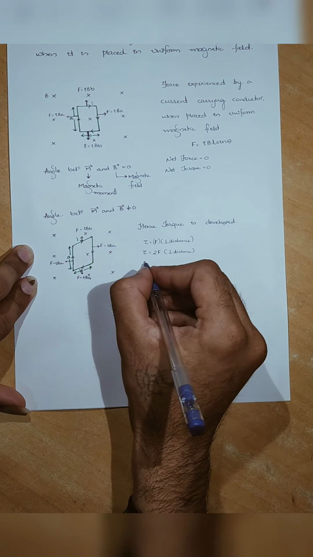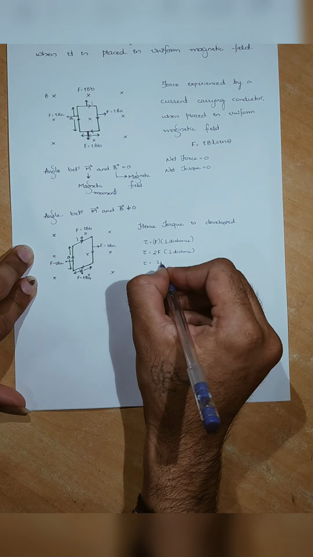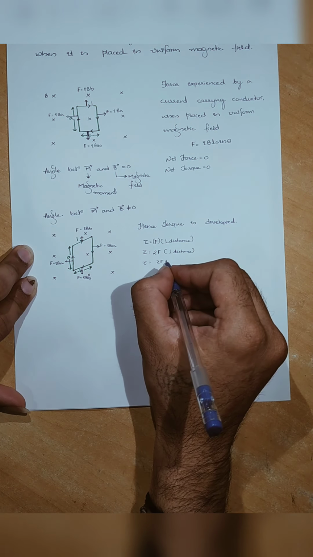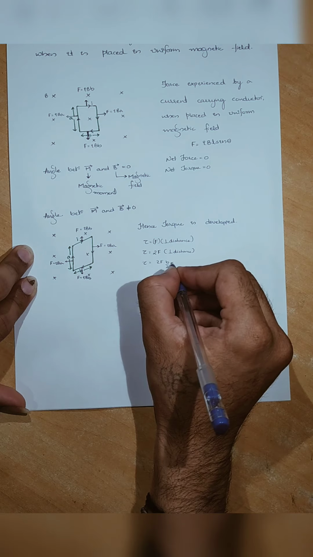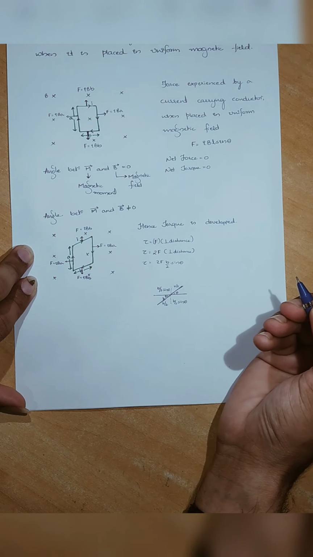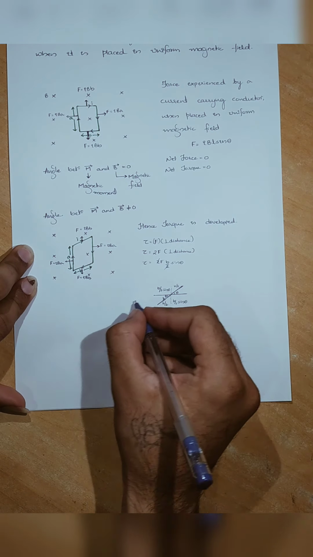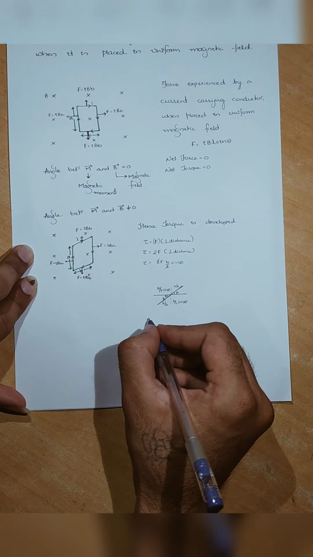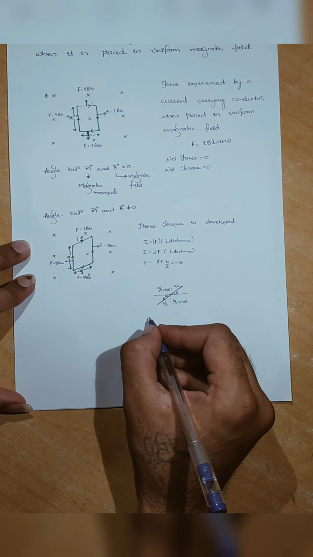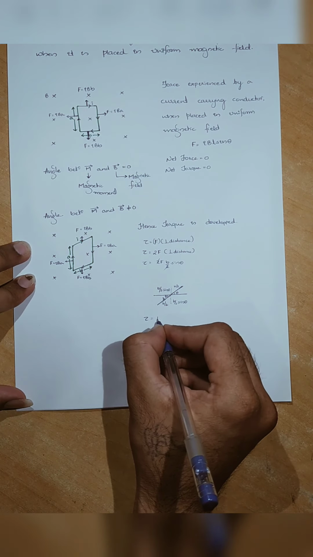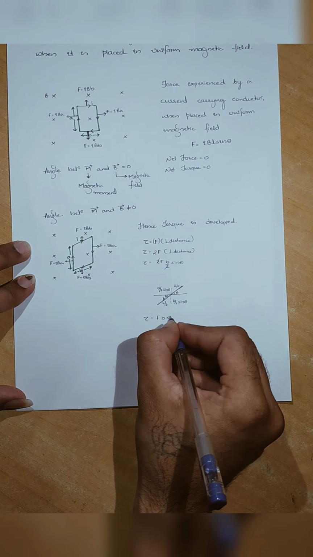Clear? So tau is nothing but what now? 2 into F into perpendicular distance, how much is it? B by 2 sin theta. Clear? So the 2s will cancel each other. So here I will mention the conclusion step. Tau is equal to F into b into sin theta.